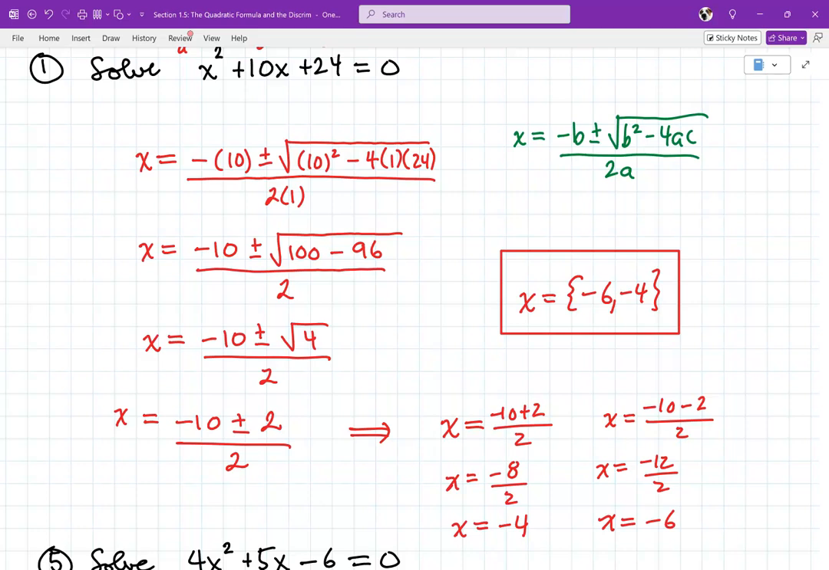Now, some people say, well, what if I can't add or subtract the numbers? What if it's like 2 plus or minus radical 3? Well, then you just leave it alone. You don't mess with it. Those will be your two answers. You only find the two exact answers if it's easy enough for you to calculate these numbers. If it's too hard, then just don't. Just put a circle around the whole thing.